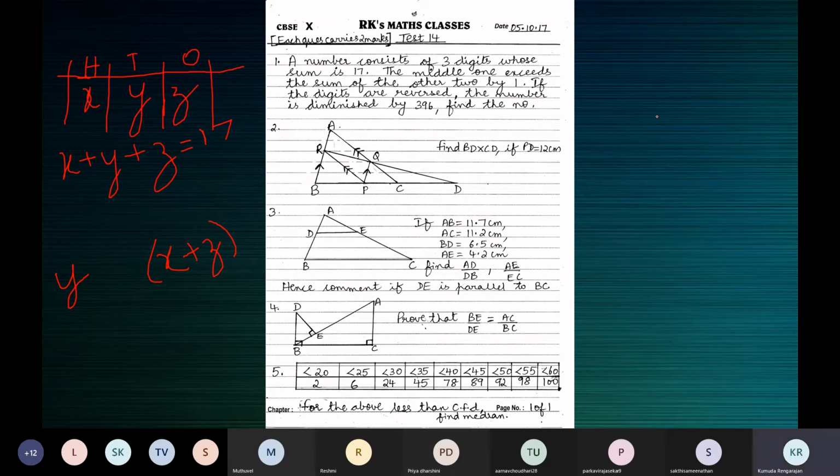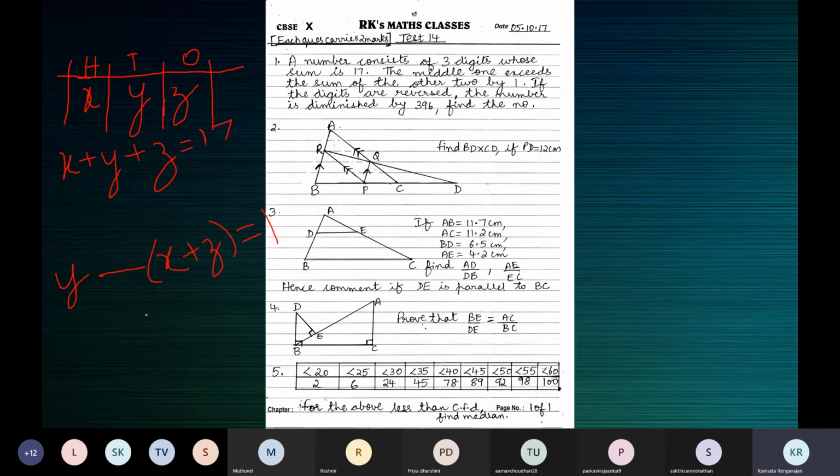So the greater one minus the smaller one is equal to the difference. Here the middle one is Y. Exceeds. Middle one exceeds, the middle one is more. So this one is to be written first. It exceeds the sum of the other two. Exceeds means you should put a minus sign. By how much? By 1.